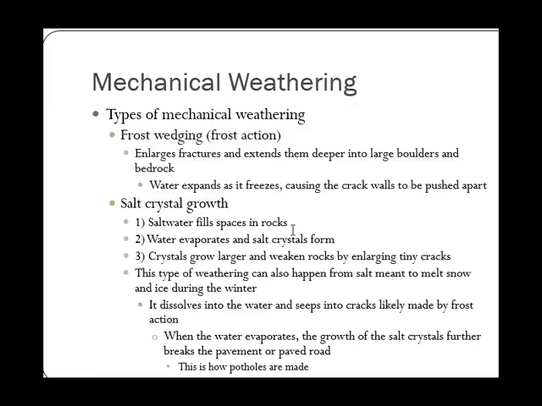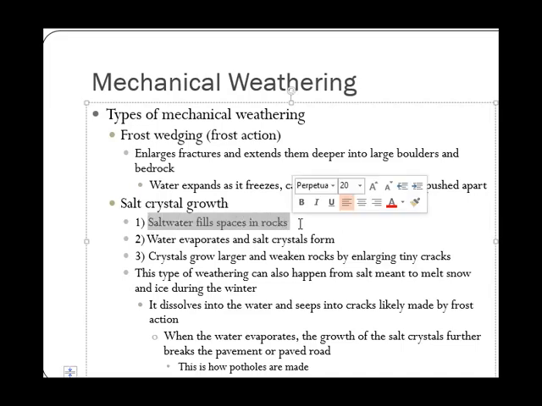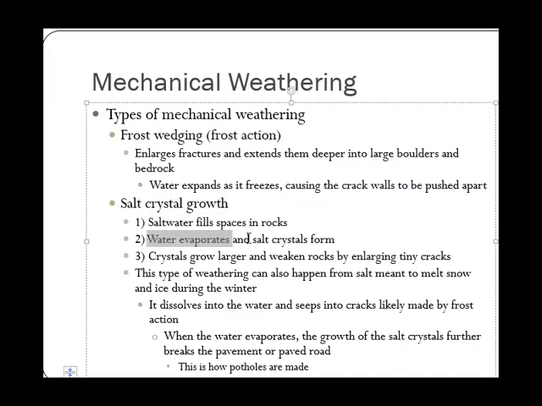You can also have crystal growth if you have salt water near an ocean, or if chemical deposits turn regular water into chemical water, salt water. Salt water fills the space in the rocks, then the water evaporates, and what do you have left? The salt crystals, which are sitting there in the middle, and the crystals grow larger and weaken the rocks by making first little tiny cracks and then enlarging the cracks. So this type of weathering can happen from salt meant to melt snow and ice during the weather.